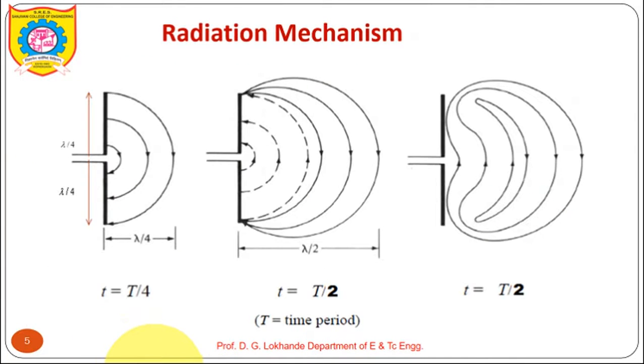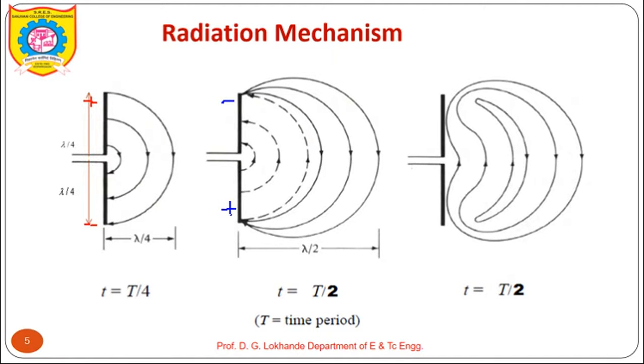Then the radiation mechanism. We know very well that the signal we apply is a sinusoidal signal, and for that sinusoidal signal we get the time duration of the signal T, and it has the wavelength lambda. We know very well that the time duration and the wavelength are the same for the entire cycle. Now how the actual radiation takes place from the antenna, that we need to understand properly.